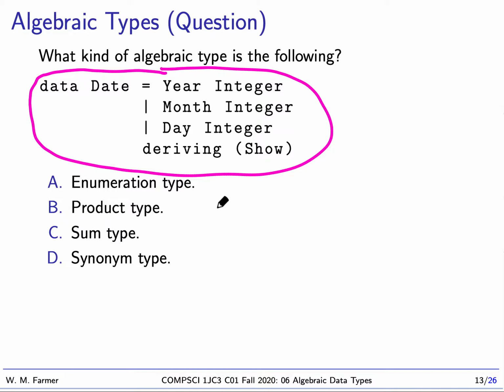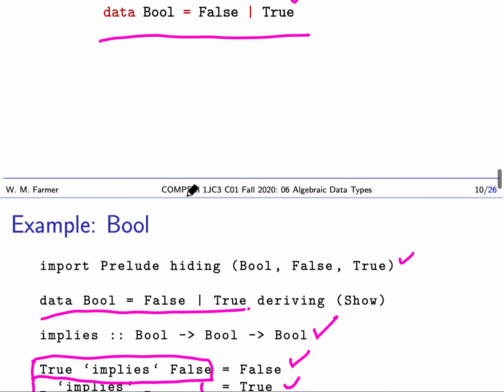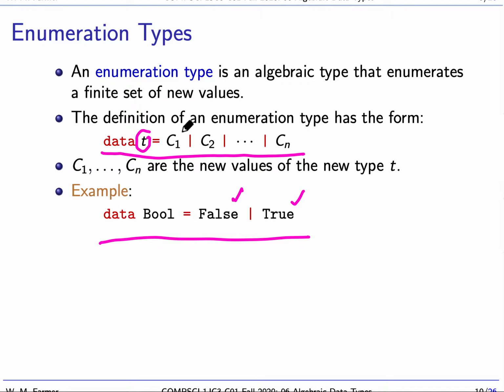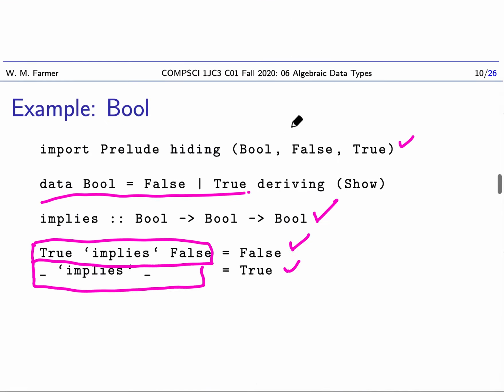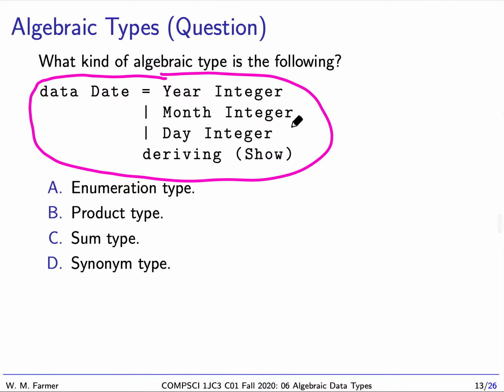Okay, welcome back. Could it be an enumeration type? No, because enumeration types, if we go back up and see what they're like, all of the constructors have no arguments. In our example here, we have 3 constructors, year, month, and day. They each take an integer as an argument. So it's not an enumeration type.